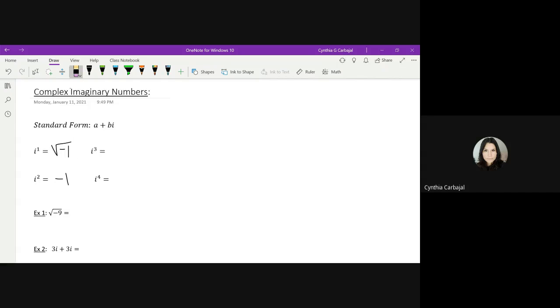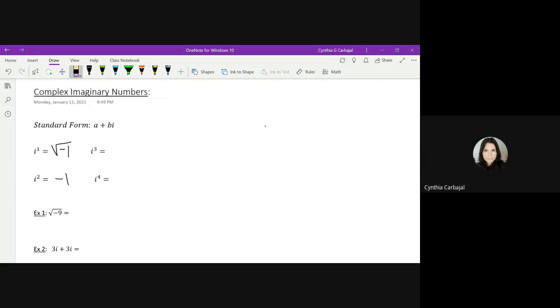Well, what about i to the third power? That means I would have the square root of -1 times itself 3 times, right? So we know this is i squared, or i times itself twice. The square root cancels out, which gives me -1. And if I multiply by another square root of -1, that's going to be negative i.